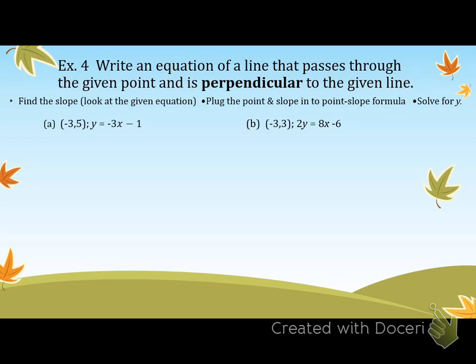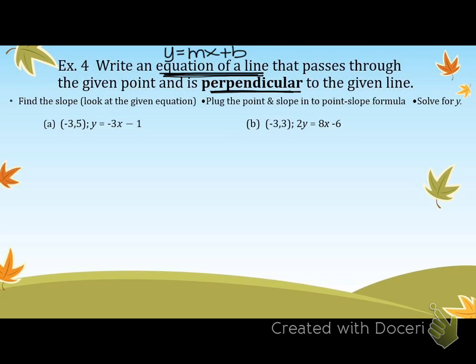So I want you to highlight equation of a line. What does that make our final form? y = mx + b. And we're going to highlight perpendicular, because again, this makes all the difference. We've got to find the slope. So we got to make sure we understand they want our line to be perpendicular to their line. All right, we've got the same 3 steps. Find the slope, plug the point and slope into the point slope formula, and solve for y.